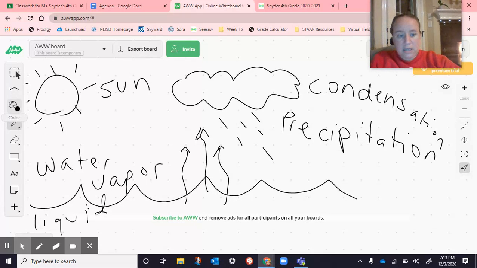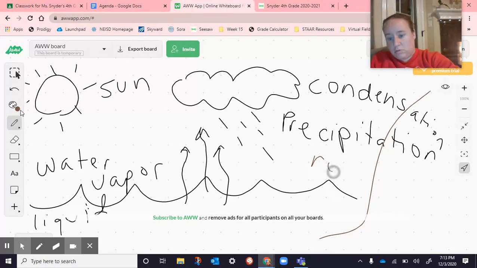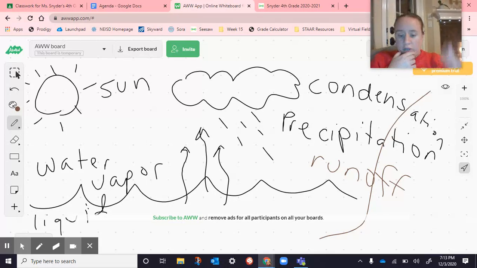So let's say you've got your land over here, and water hits the land. Runoff is literally what its name says. It's water running off of land and going back into a water source. It could be going back into the ocean, a river, or a lake, but it's running off the land.